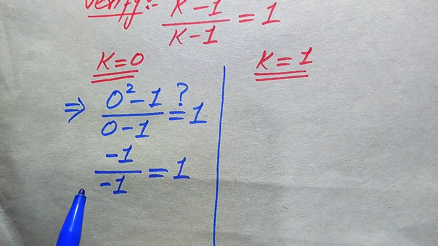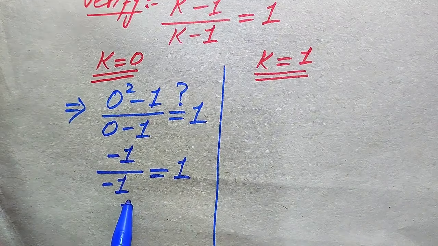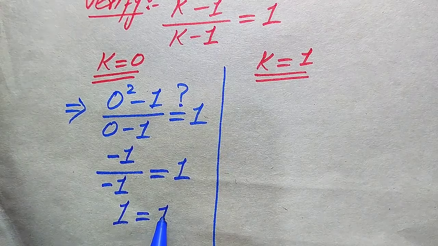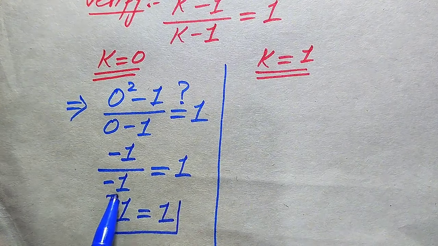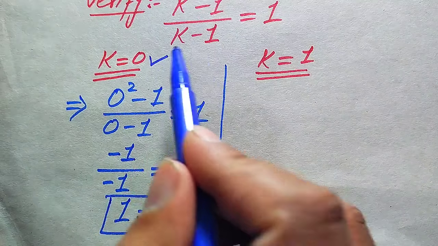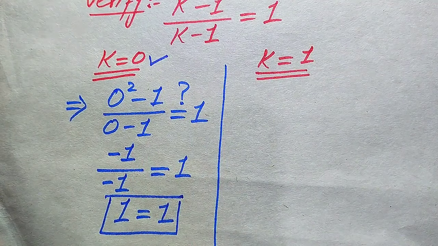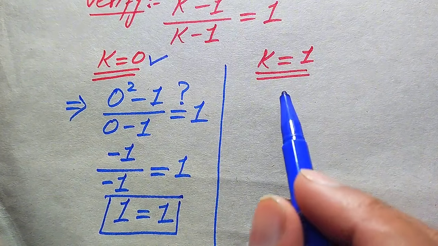And now here further you see that this is minus 1 divided by minus 1 becomes plus 1. So we obtain 1 equals 1. This shows that both of the sides are equal. So if both of the sides are equal, this means that the value of k equals 0 satisfies our given question statement. So this is the first solution of the given equation.